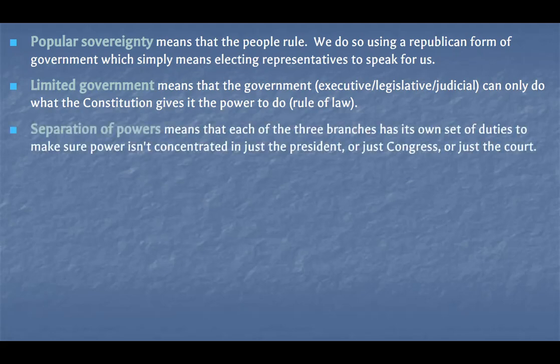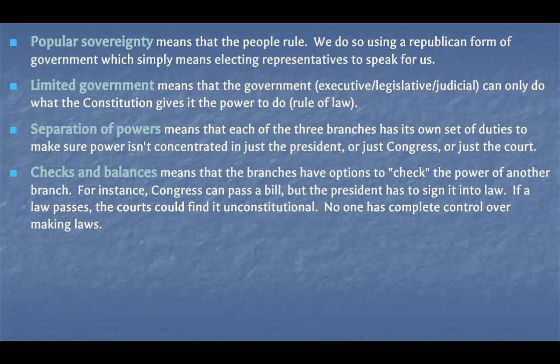Separation of powers means that each of the branches has its own set of duties to do. Congress makes the laws, the president or the executive branch enforces the laws, and the judicial branch determines whether or not laws are constitutional. So they have their own jobs to do to make sure that there isn't too much power concentrated in just one branch of government.